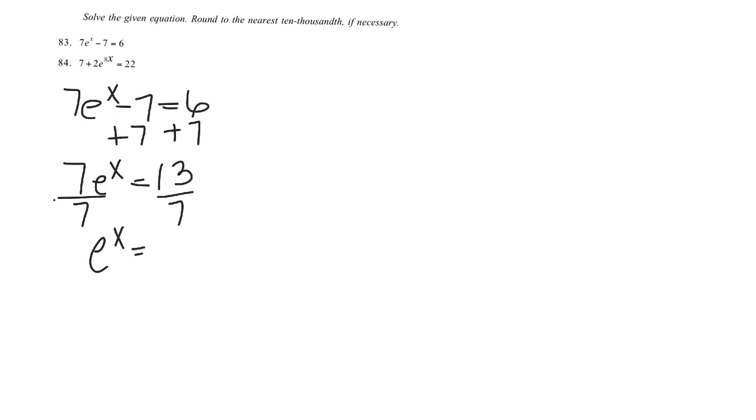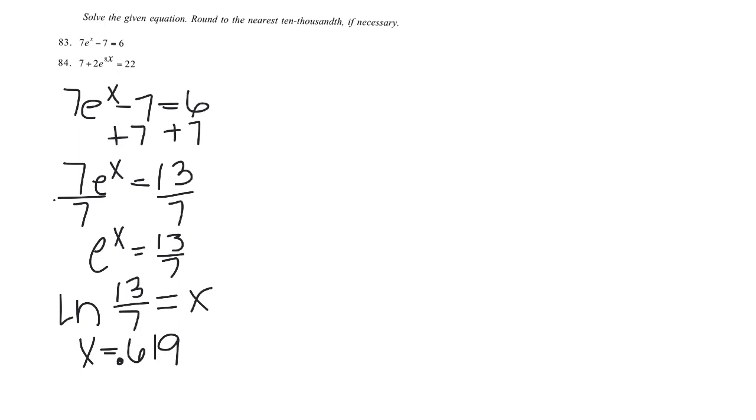e to the x equals 13/7. And I can rewrite this as a log. Log base e is a natural log. Natural log of 13/7 equals x. And we'll use the ln button, and in the parentheses do 13 divided by 7. X is 0.619.